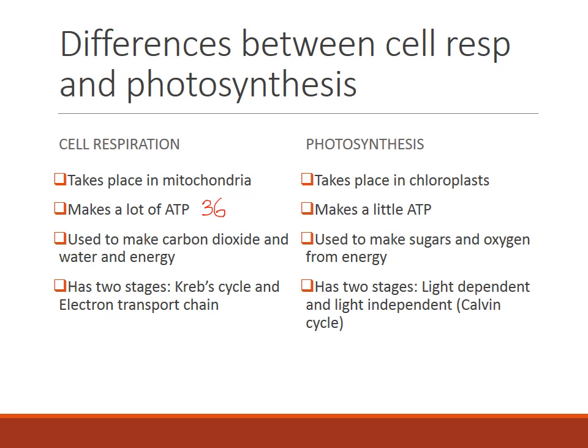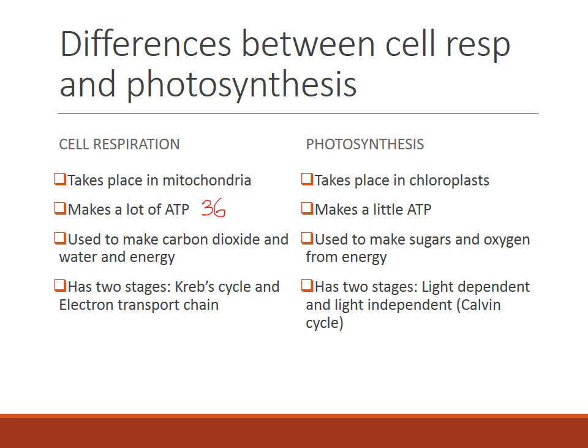And it's made up of two stages, what we call the Krebs Cycle, also known as the Citric Acid Cycle, and the Electron Transport Chain, which is related to the process of oxidative phosphorylation. You're not going to have to memorize that unless, of course, you're in an AP biology class.